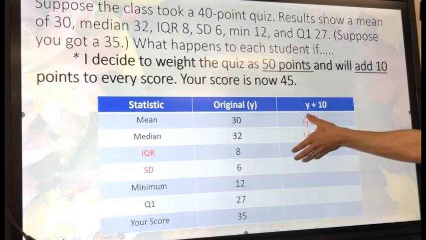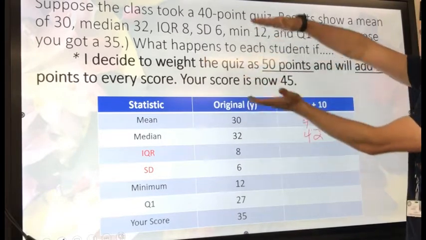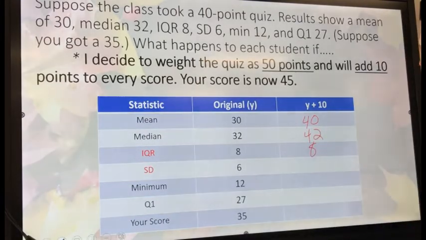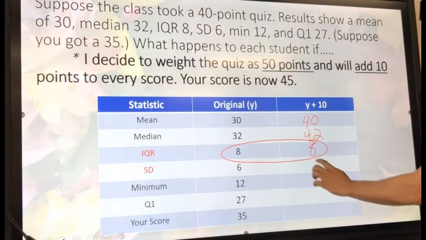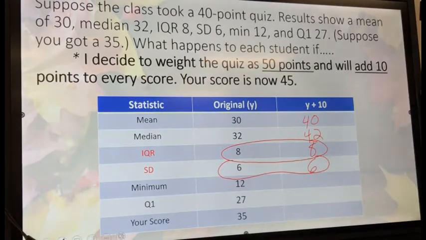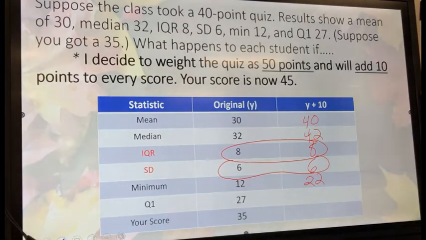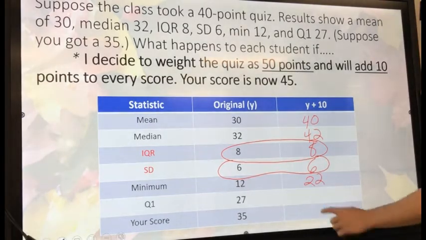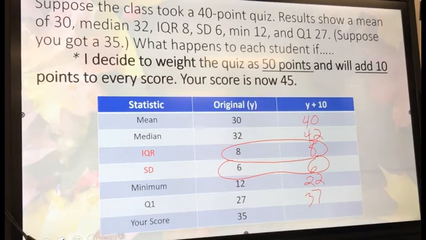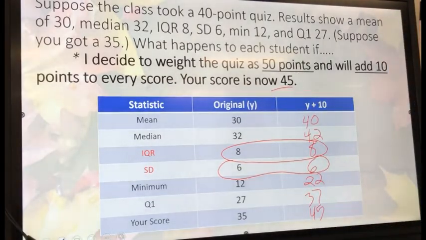IQR, does that change? Wait, no, it doesn't, right? Remember, because I'm adding 10 points, that difference is still staying constant. So that's an 8, stays the same. What about my standard deviation? No, stays the same, that's a 6. Minimum, does that change? Yes. My minimum's now a 22. My Q1 is now a what? 37. And then your score is a 45. Does that make sense? Yes. Okay.